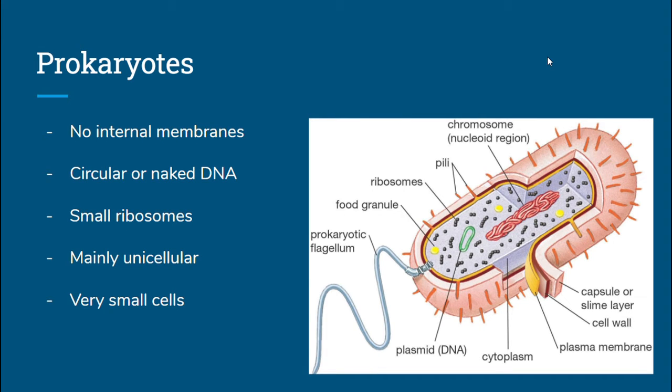So prokaryotes have no internal membrane. They have circular or naked DNA, and what that means is that the DNA is not wrapped with histone proteins. They have ribosomes, which are small, and they are mainly unicellular, and their cells are typically very small. So again, right here we have a picture of a prokaryotic cell.